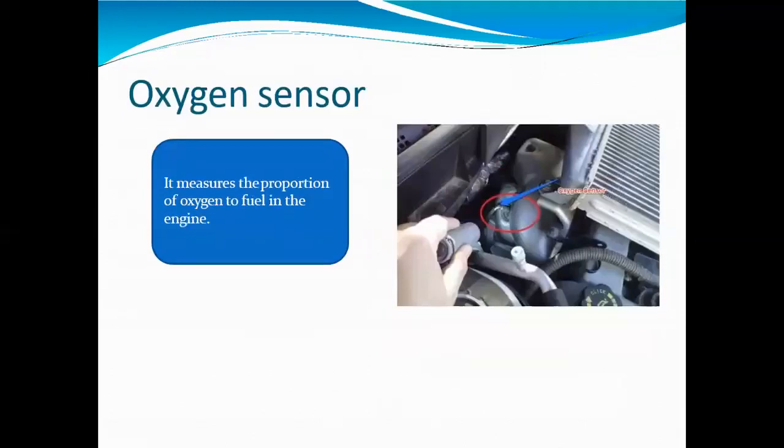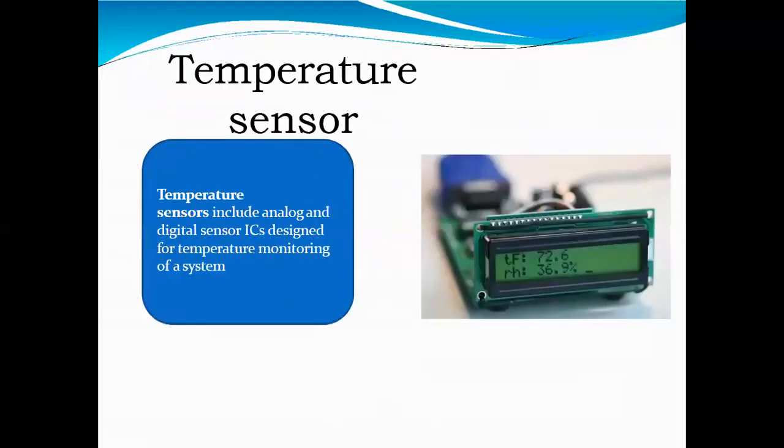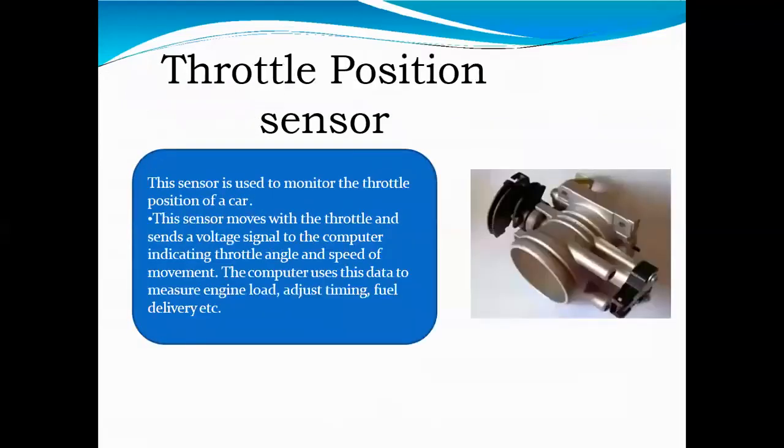So the oxygen sensor measures the proportion of oxygen to fuel in the engine. So, throttle position sensor. The sensor is used to monitor the throttle position of the car. The sensor moves with the throttle and sends a voltage signal to the computer, indicating throttle angle and speed of movement. The computer uses this data to measure engine load, adjust timing, and fuel delivery.